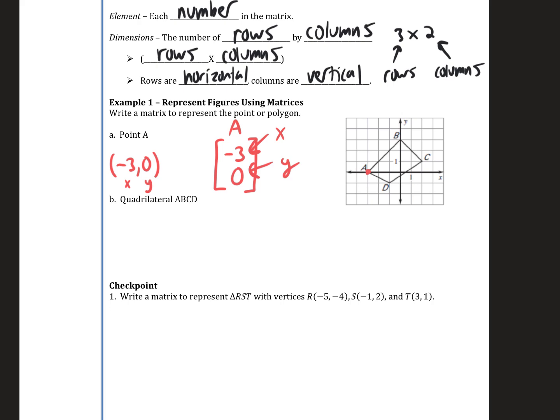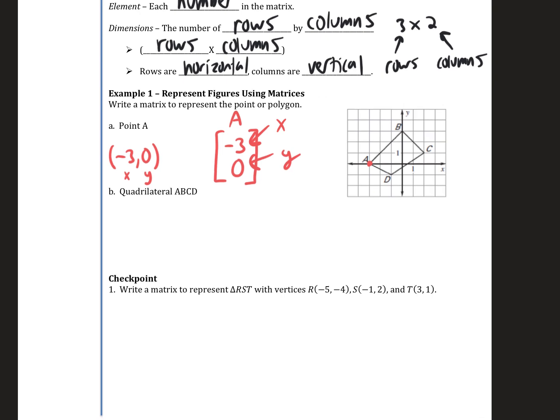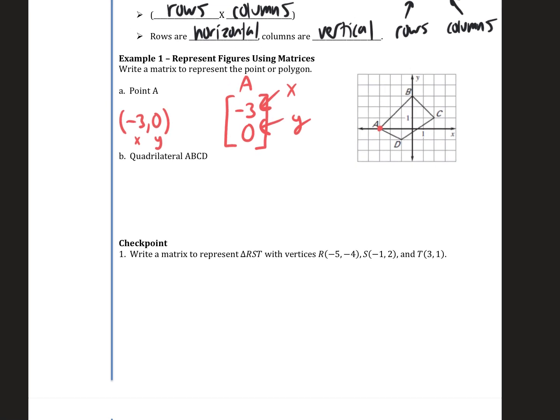Okay, sounds good. Now we're going to make it a little bit more complicated, but not super complicated. We're going to do the same thing, but with quadrilateral ABCD, for all the points. We know the coordinates for A were -3, 0. See if you can find B, C, and D. Find all the coordinates for these. Go ahead, real quick. All right, B should be 0, 3. C should be 2, 1. And D should be -1, -1.